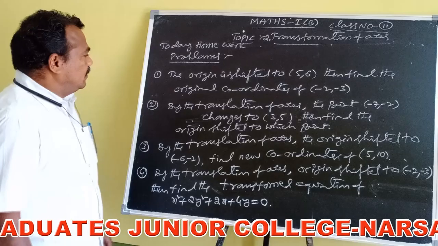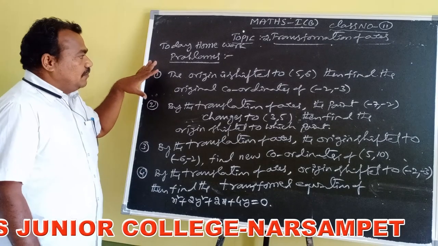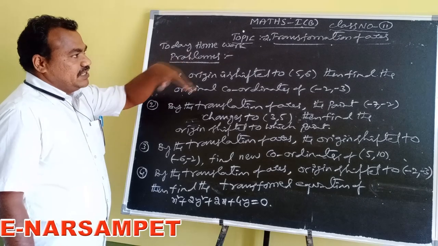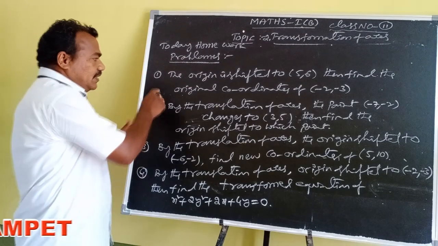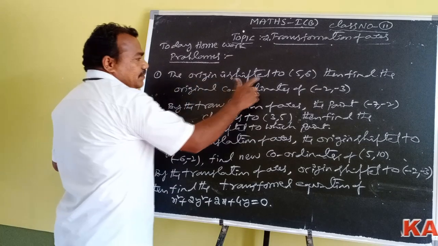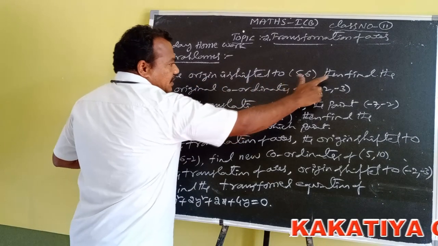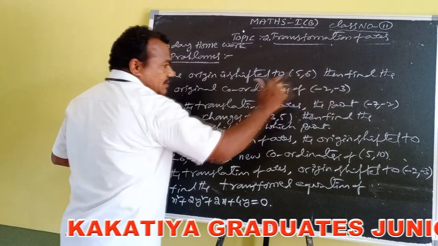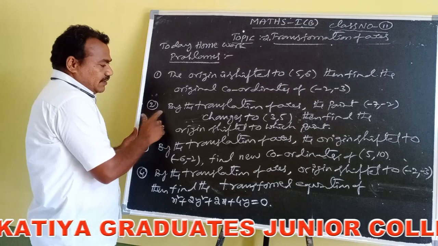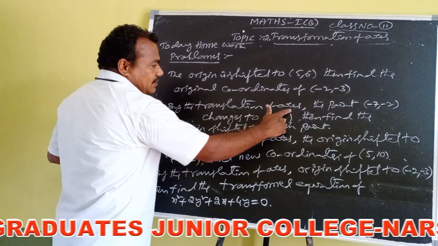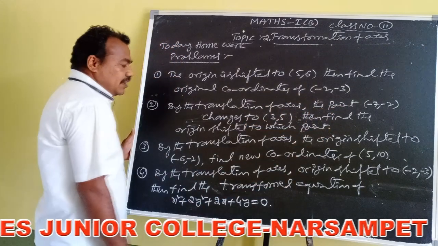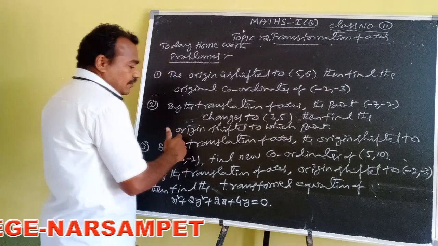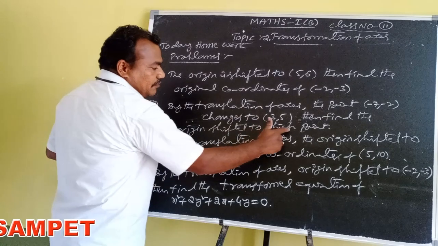Okay students, these are some homework problems based on the previous process. These are transformation of axes. The first one: the origin is shifted to the point (5, 6), then find the original coordinates of (-2, -3). The second one: by the translation of axes, the point (-7, -2) changes to (3, 5). Then find the point to which the origin is shifted.